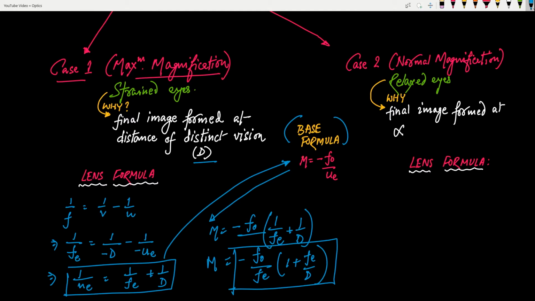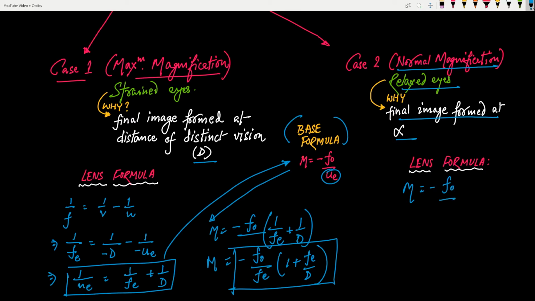This is simple. Now let's look into our case 2, where we will find the normal magnification, such that our eyes do not get strained, that is our eyes remain relaxed even if we look into the image for a longer period of time. Why is this? The reason is the final image is formed at infinity. From the property of image formation in a lens, whenever the image is formed at infinity, the object should be kept at focus. So the object distance should be at the focal length, isn't it, to get the image at infinity. So we'll simply replace UE by FE.